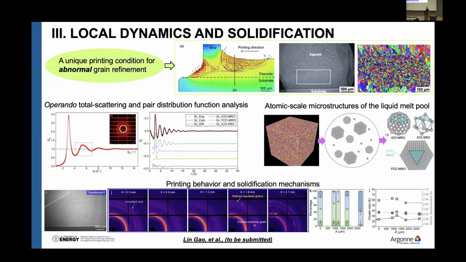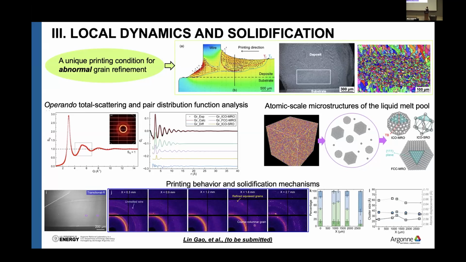The first reason is that it can greatly reduce the grain size from millimeter scale to micron scale, and this is much more effective than any efforts at manipulating the solidification process. And the second reason is that this solidification process cannot be explained by any existing solidification theory or solidification mechanisms. So it motivates us to get a further understanding of this printing process.